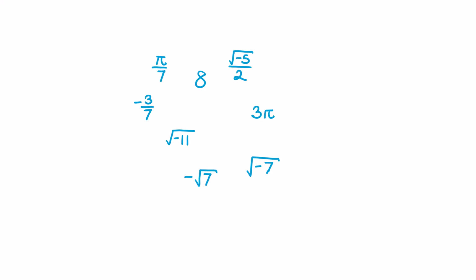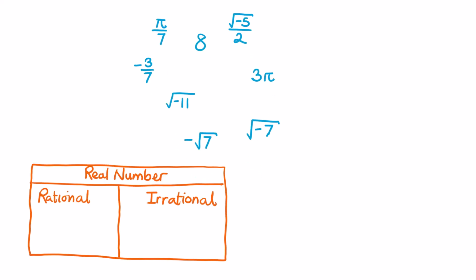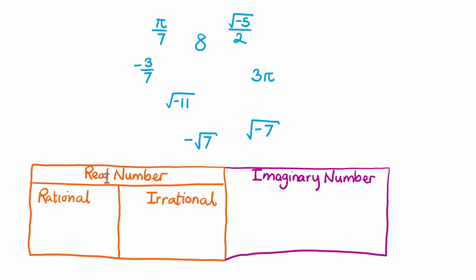In this video, our goal is to classify the following numbers here as either rational or irrational numbers, alongside a class of numbers that are not real numbers but are called imaginary numbers. Take note that a combination of real numbers and imaginary numbers creates a system of numbers known as the complex number system.